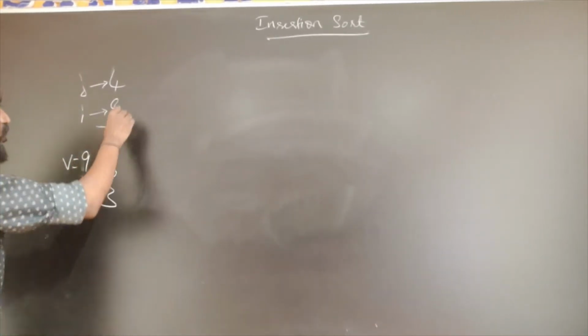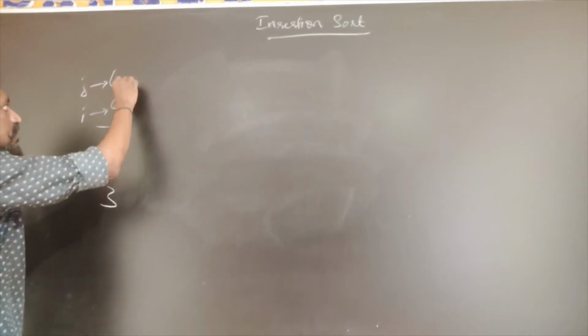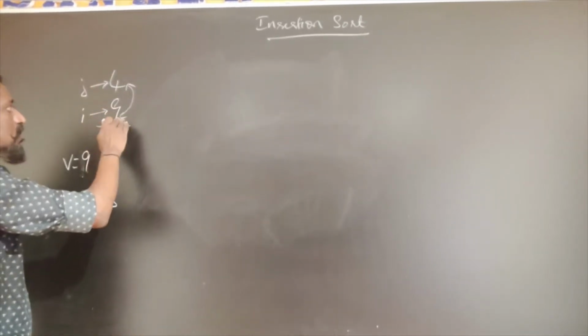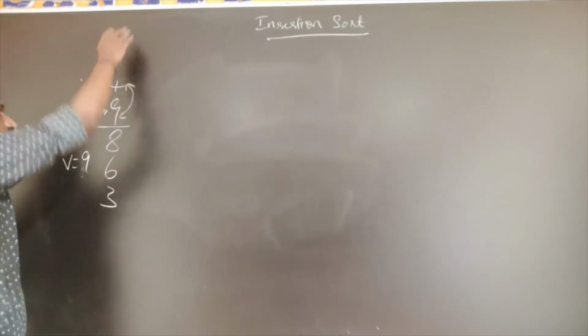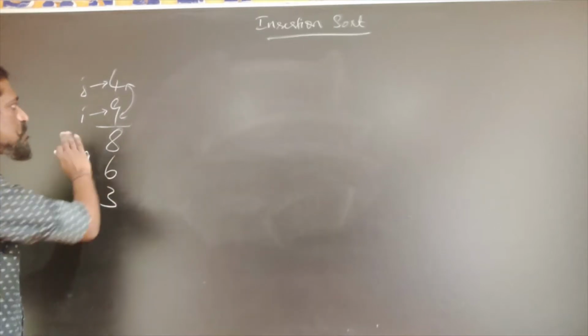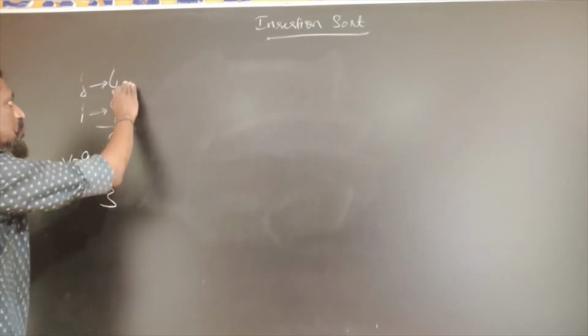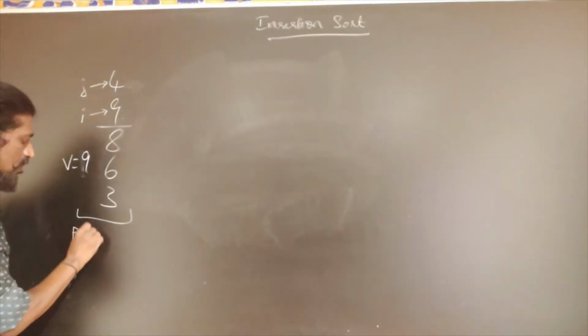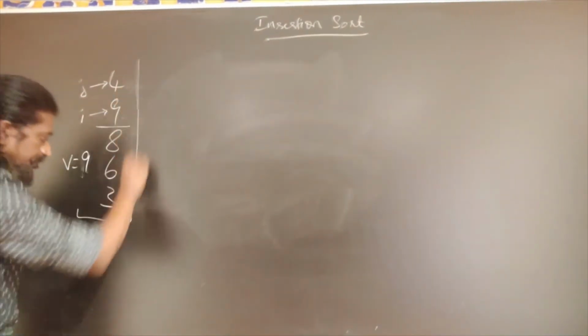Now we compare 4 and 9. When we compare 4 and 9, we find that 9 is already greater than 4. Therefore the smaller subproblem is already sorted and it is greater than the last element. Therefore 9 has to be present there itself. So we will leave it. The subproblem of size 2 is solved. So this is pass 1 of insertion sort.